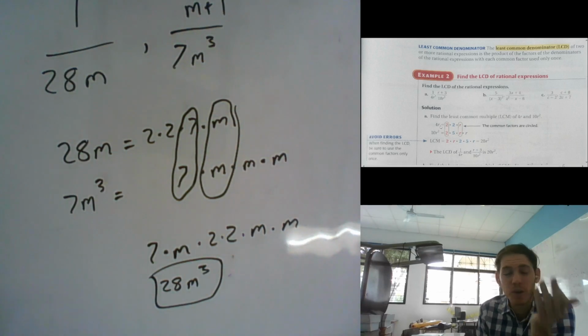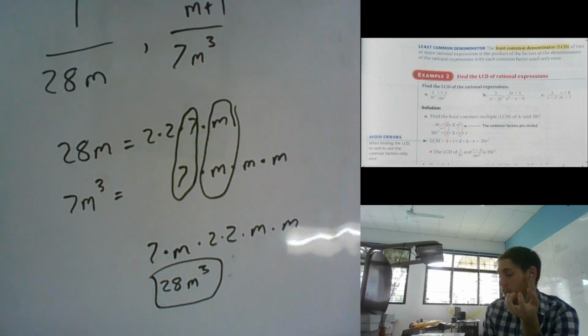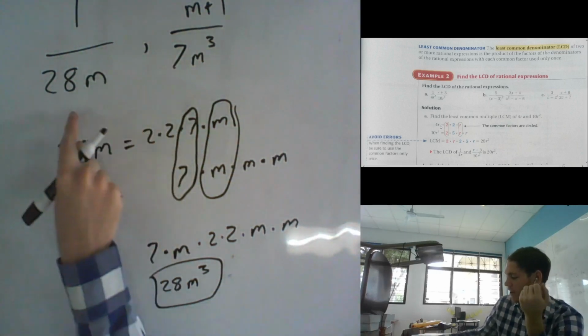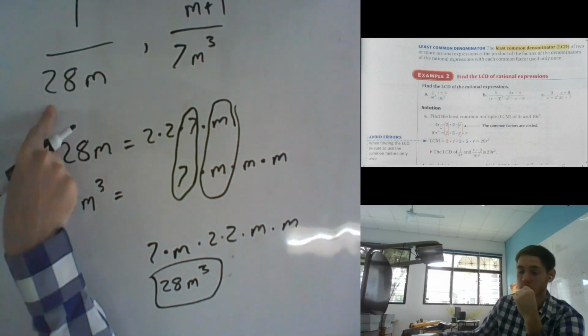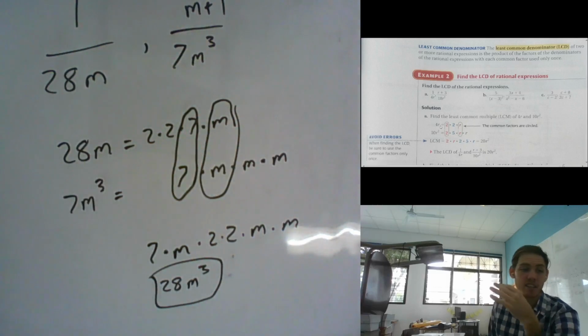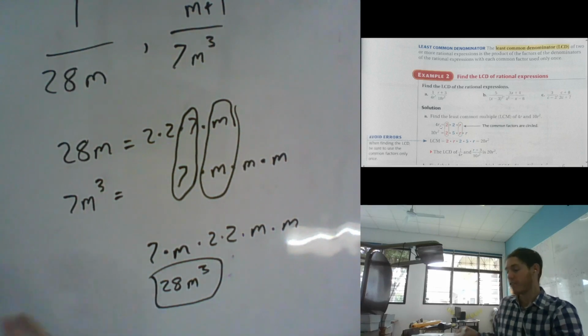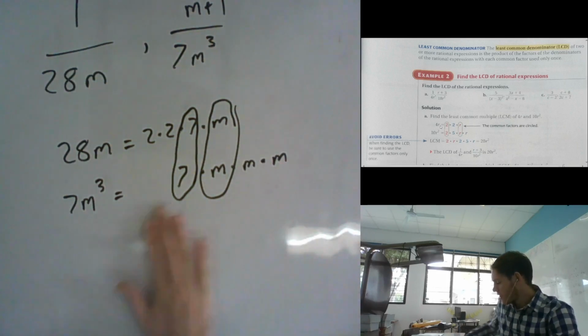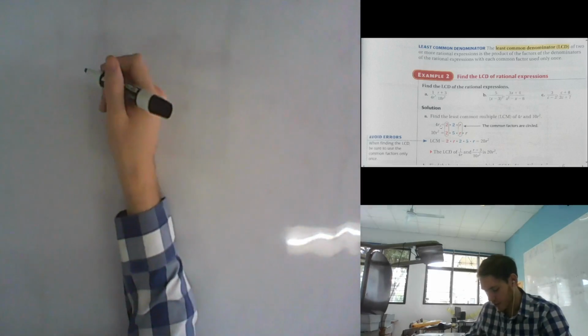Now, is there another way of doing this? If you can do it in your head, that's reasonable. Some of these, you can see, okay, 7 goes into 28, so 28 is going to be the least common multiple. M and m cubed, the least common multiple is m cubed, because they share the same factors. But some of these aren't going to be that clear. So let's look at another example.